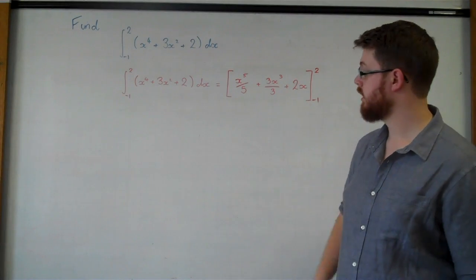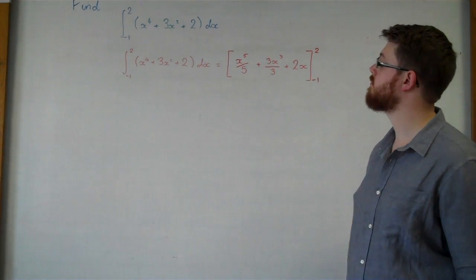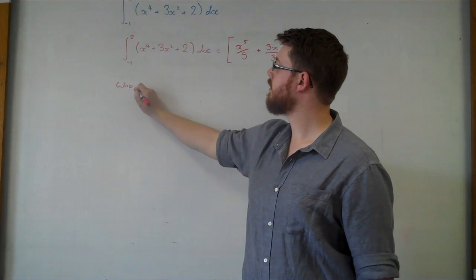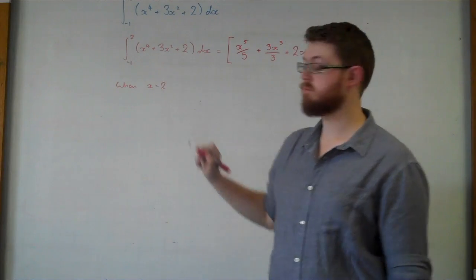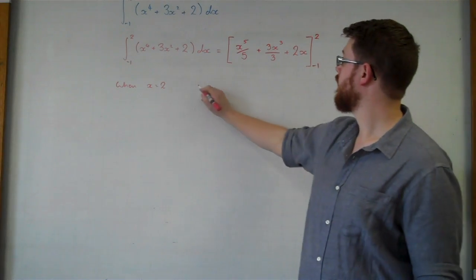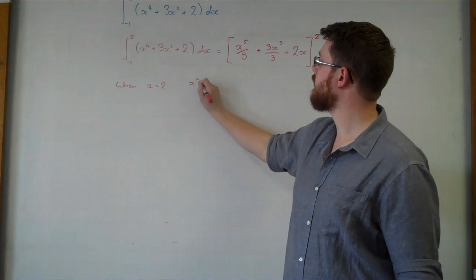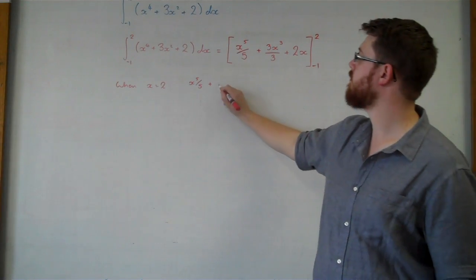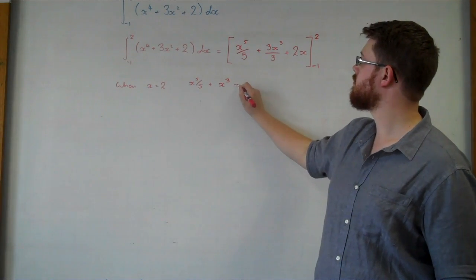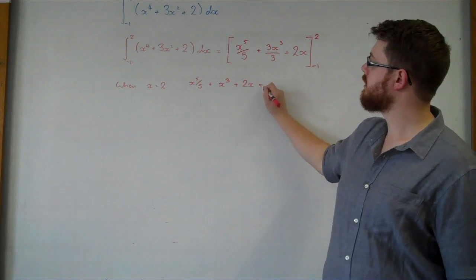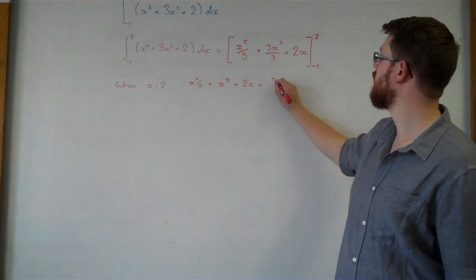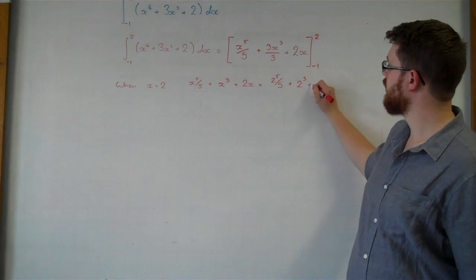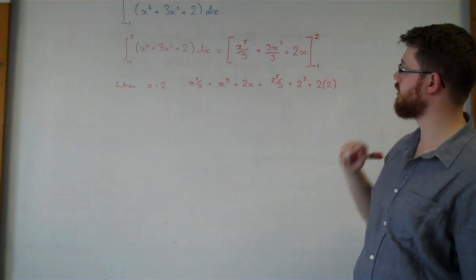Now what do we do? Well, we plug in our numbers. So, when x equals 2, it's our top number, we get our x to the 5 over 5 plus, notice how I'm going to cancel this down now, x cubed plus 2x. We just plug 2 into that. 2 to the 5 over 5 plus 2 cubed plus 2 times 2.